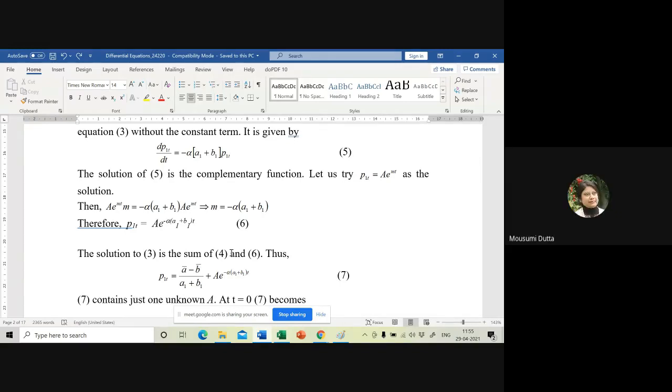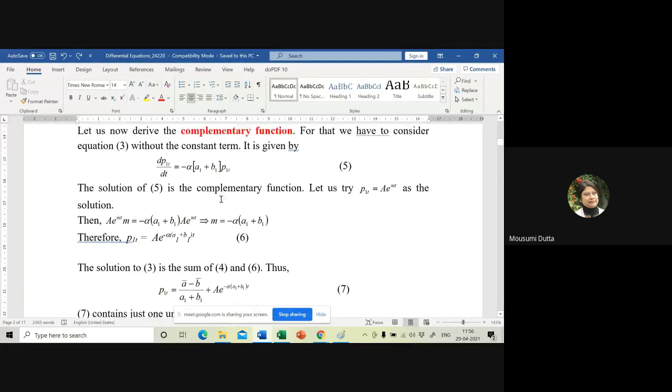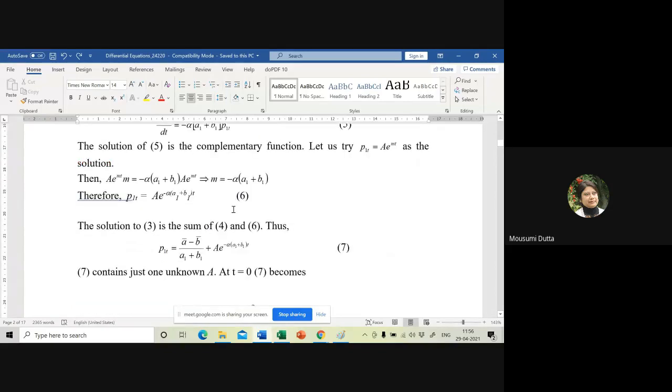Once we set this solution, this complementary function, A e to the power minus alpha (a1 plus b1) into t, we will add the PI part with the CF part to generate the time path of price. So the solution to 3 is the sum of 4 and 6. 4 is the PI, this one, and 6 is the complementary function.